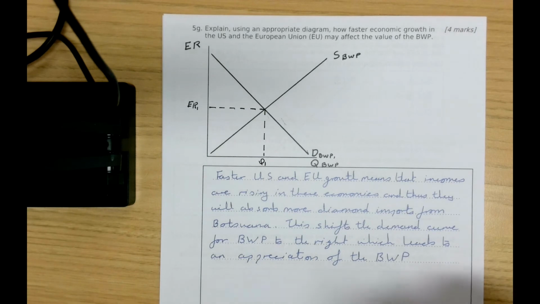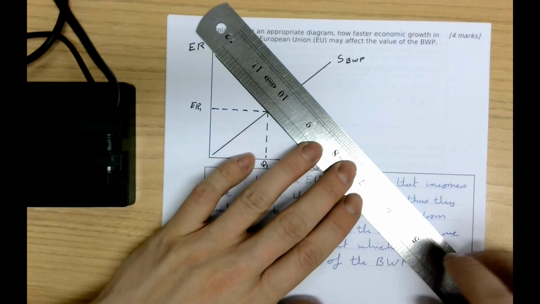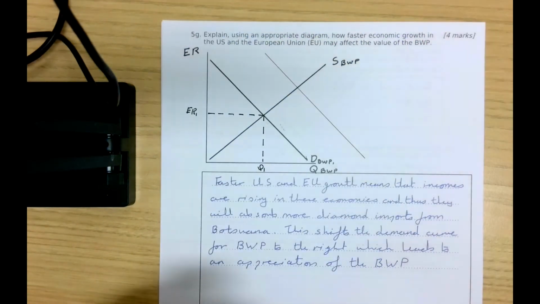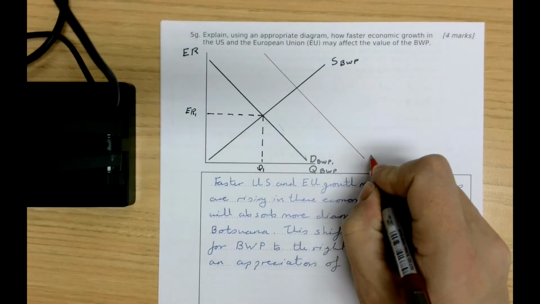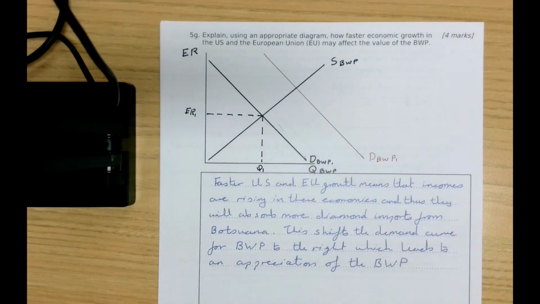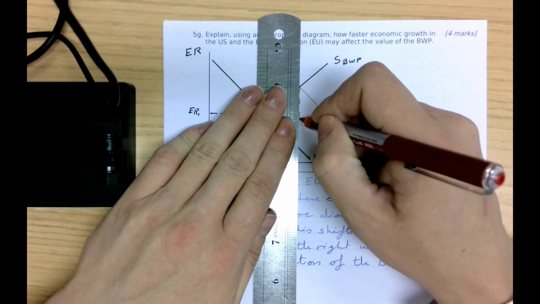Right. So if there has been, and there would be, greater economic growth in the US and Europe, that means that there's going to be a greater demand for the goods and services produced by other countries. And let's just say that Botswana is part of that, right? So that means that there's two things that are going to happen. First of all, more BWP.